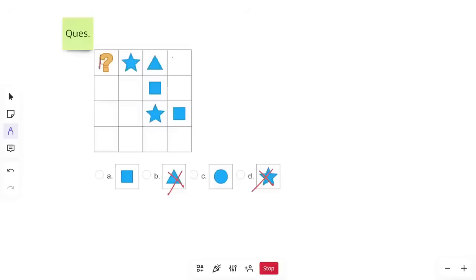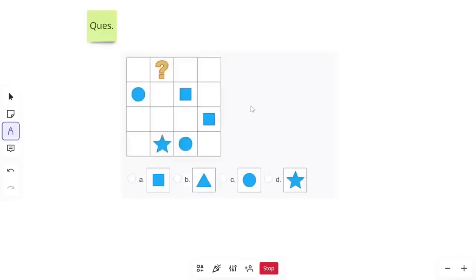So the only option that we have for square in the first row is this place, and then circle can come here. So in this way, the correct answer for this question will be square. Okay, that is, the question mark will be replaced by square. Let's look at this question.